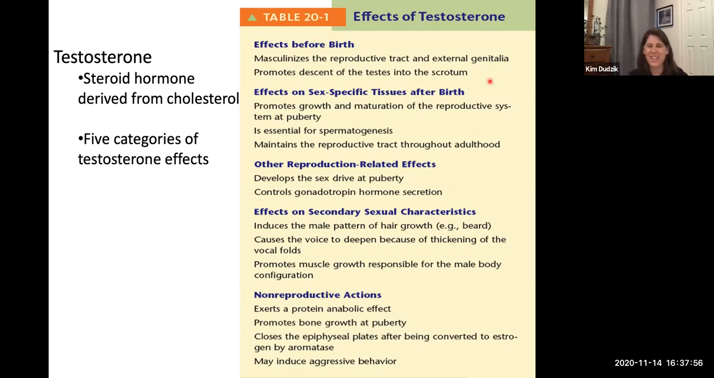Hibernation of testosterone. That's not the word I want, but you get what I mean. Just a real low amount of testosterone from about birth until puberty. And then once puberty hits, testosterone will be released again, and again, that's going to promote growth. It's going to promote maturation of the reproductive system, and then other reproductive related effects.